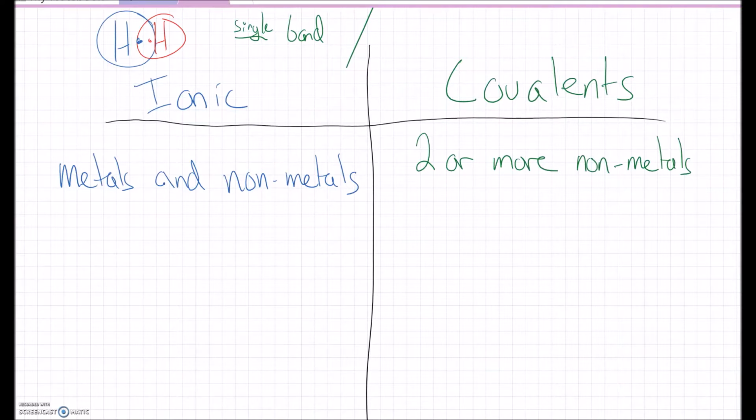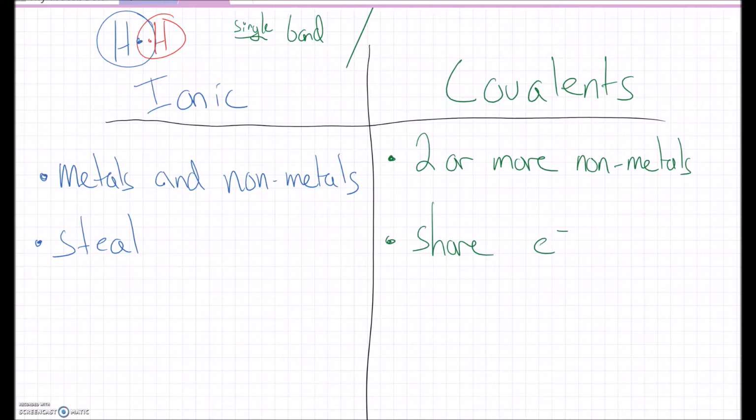Covalent is the one with fluorine, right? Covalent was examples like fluorine, hydrogen bonded together. Covalent bonds, they share their electrons. If covalent bonds share their electrons, what do ionic bonds do? They steal electrons.